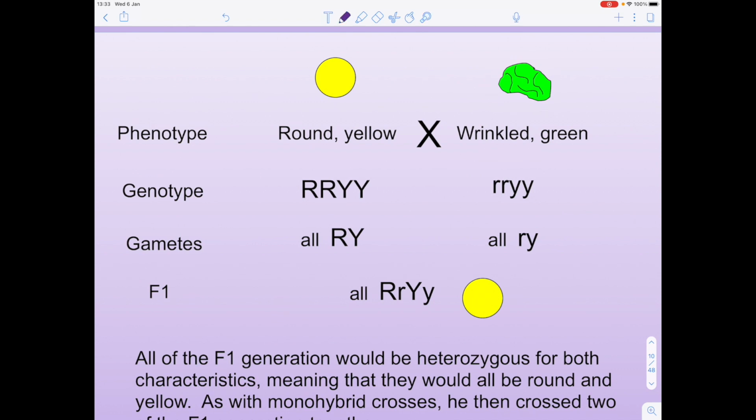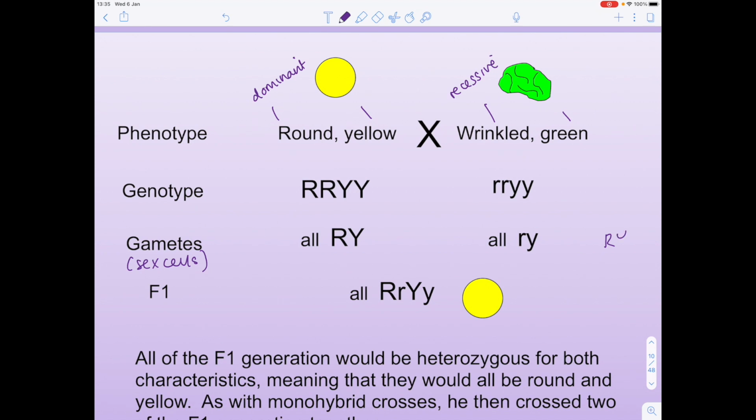Because we were previously told that round was dominant, as was the colour yellow, this explains why they're given by the uppercase version of their letters. We were told that the wrinkled green versions of those seeds were recessive, and that explains why we're seeing the lowercase version here. And therefore we know that all the gametes produced by the round yellow seeds will be capital R, capital Y. Remember, the gametes are the sex cells. And produced from the wrinkled green seed, we know that all those gametes will be lowercase r, lowercase y.